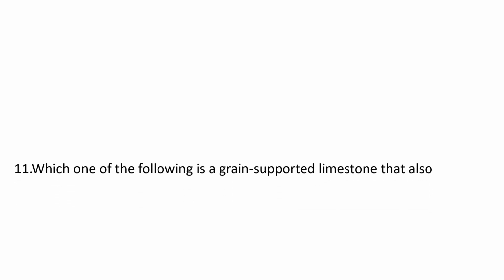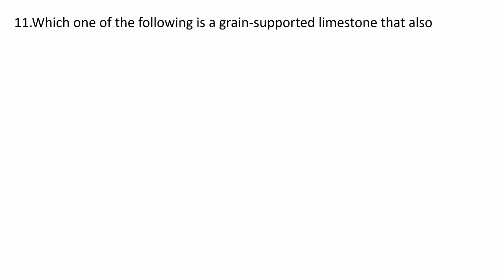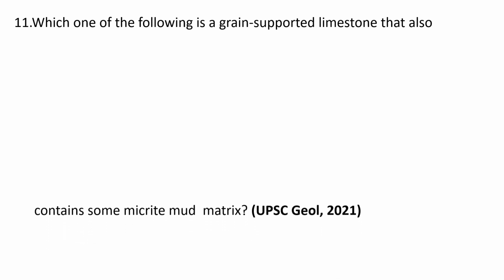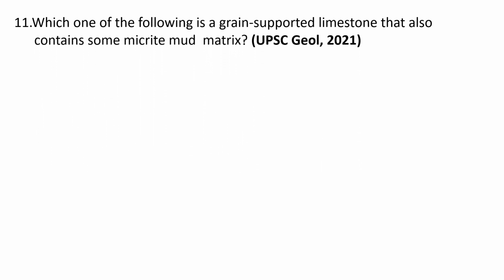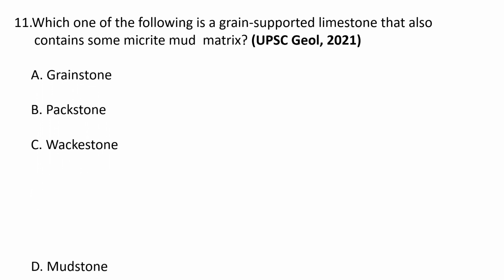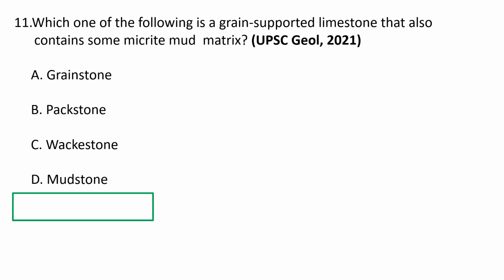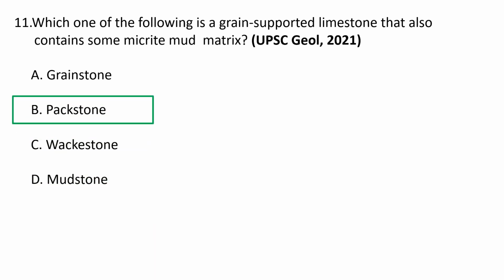Coming to the 11th question, which one of the following is a grain supported limestone that also contains some micrite and mud matrix? Choices are A. Grainstone, B. Packstone, C. Wackestone, and D. Mudstone. The correct answer is B.